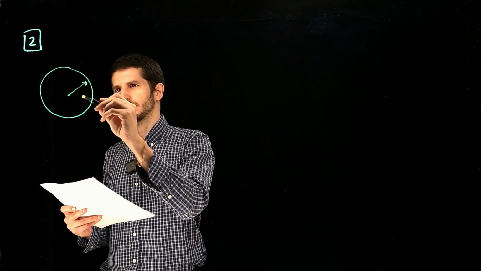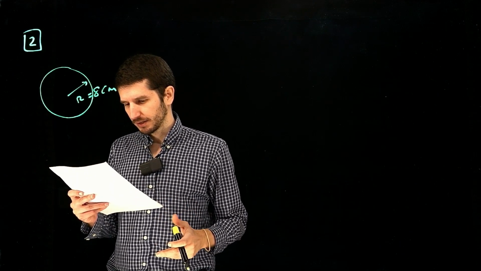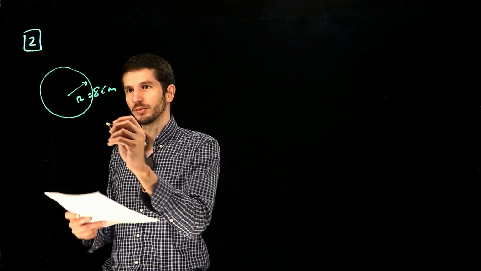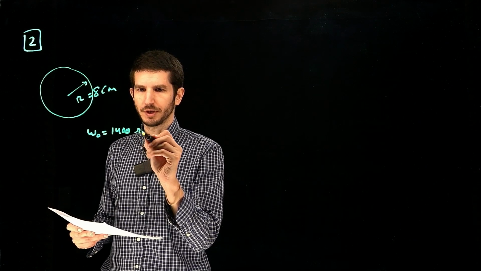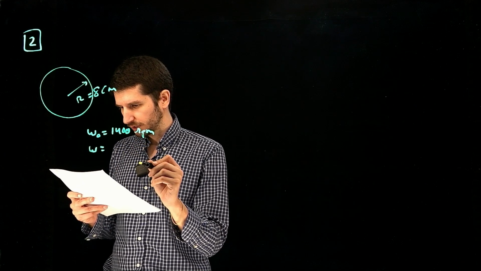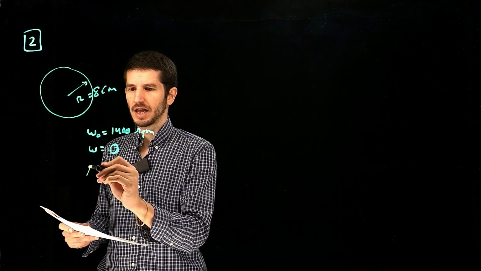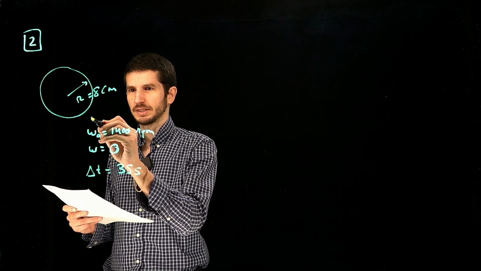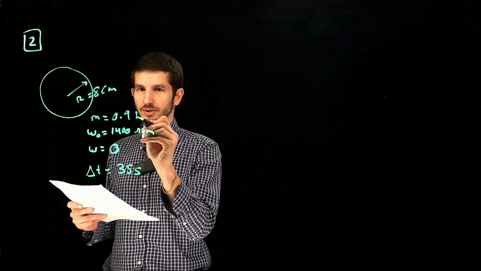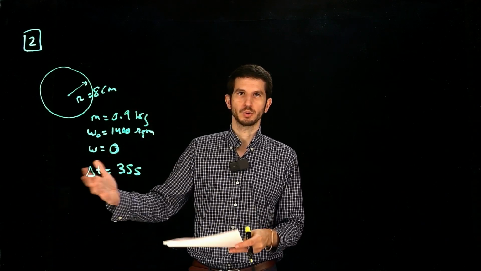So that's problem number 2 now. It says there's a grinder wheel, and the wheel has a radius of rotation of 8 centimeters, and it goes uniformly to rest from 1,400 revolutions per minute to a final velocity of rest, right? It goes to rest in a time of 35 seconds, and the mass is 0.9 kilograms, right? And then the question is, how large is the friction torque that slows its motion?